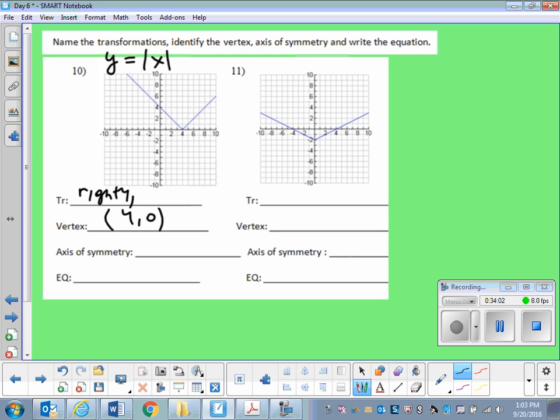So the x changed, y didn't. What is my new axis of symmetry? So here is my vertex, and here is my axis of symmetry. Always through the vertex. So what is the new equation? Everyone agrees? Yes. Very good. Thank you, Jose. 11. Who wants to do 11? Do it by yourself. Do 11, 12, 13. Unless you have questions, then raise your hand.